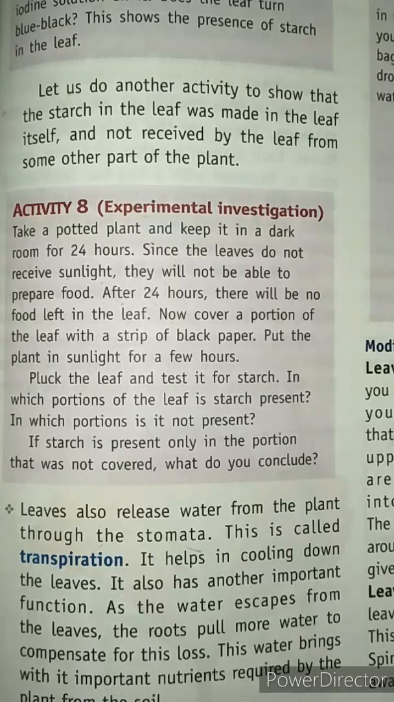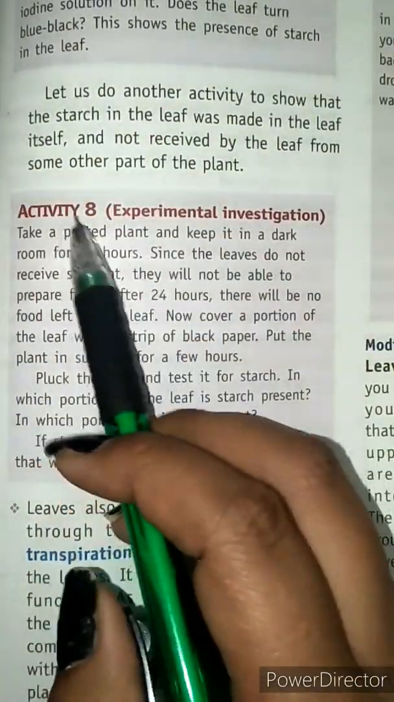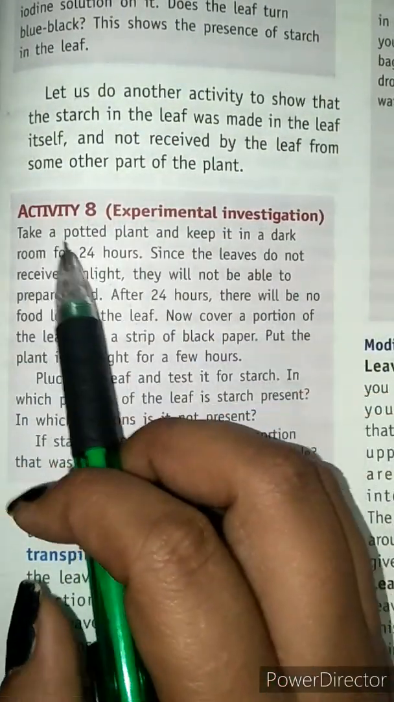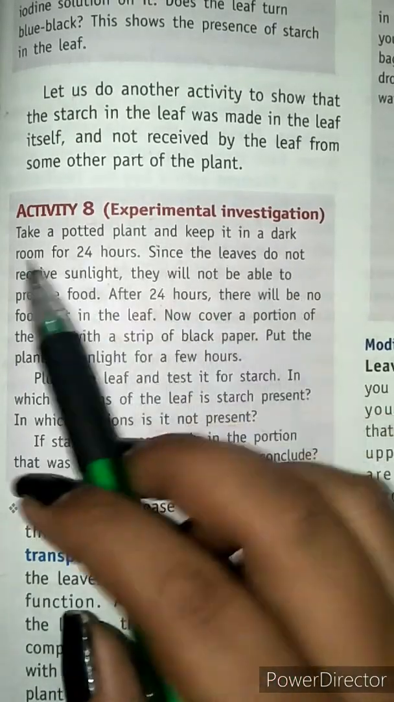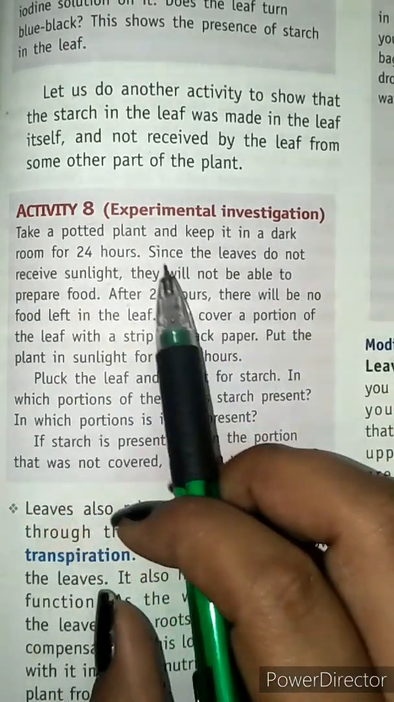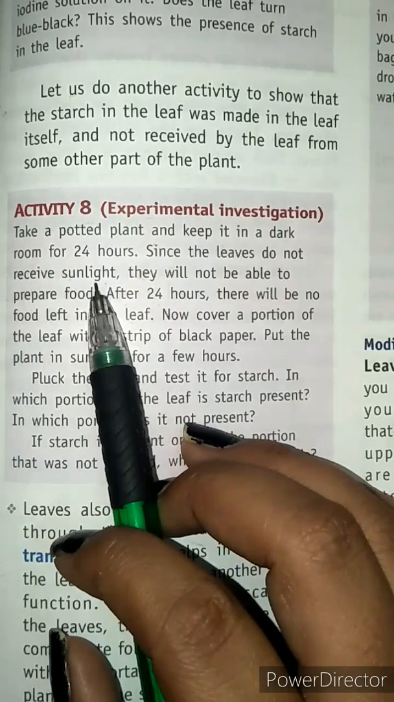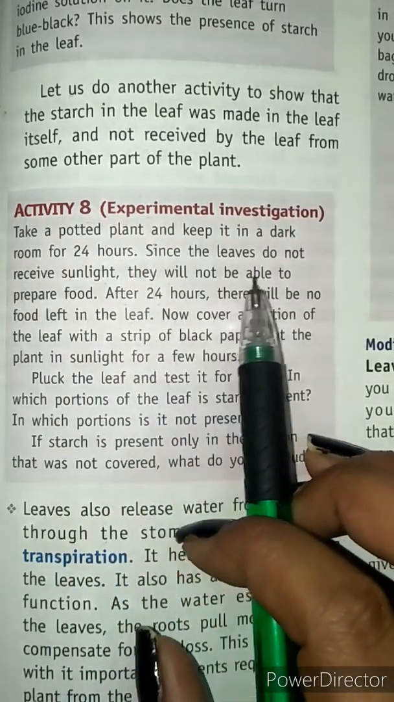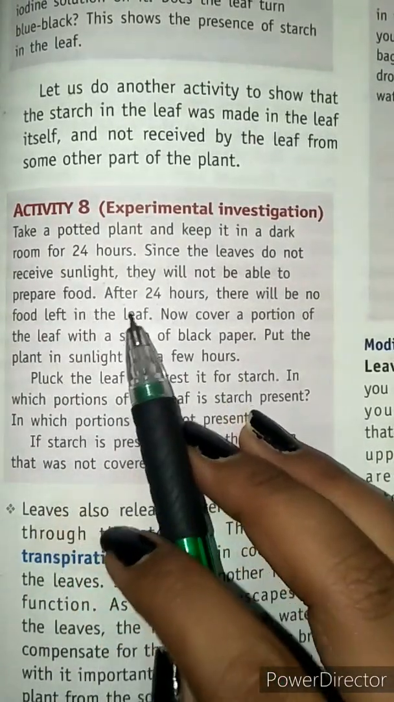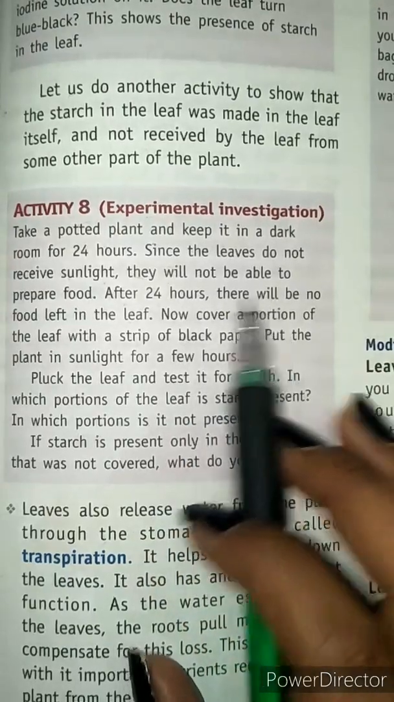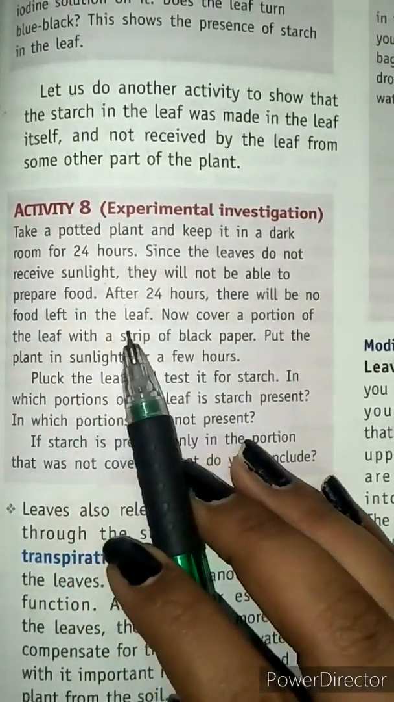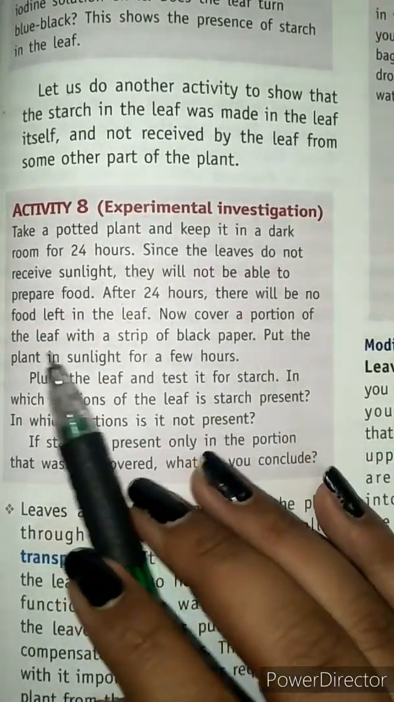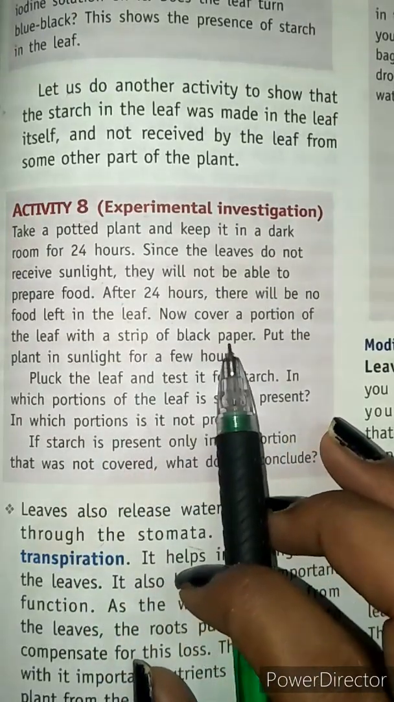So let's see how. Activity 8, experimental investigation. Take a potted plant and keep it in a dark room for 24 hours. Since the leaves do not receive sunlight, they will not be able to prepare food. After 24 hours, there will be no food left in the leaf.